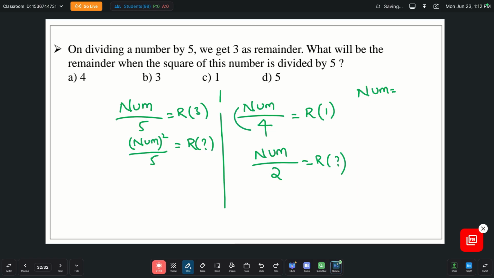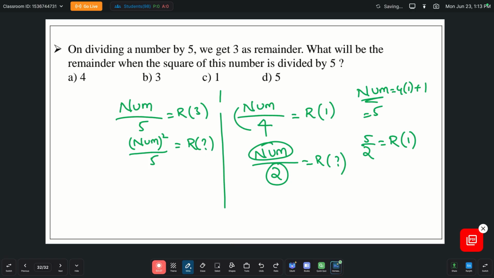A number divided by 4, how many times is it divided? We don't know, so I am taking only one time. That will be 4 ones of 4 plus remainder 1. Dividend equals divisor into quotient plus remainder. 4 ones of 4 plus 1 is equal to 5. The number will be equal to 5. And the number is divided by 2. 5 by 2, what is the remainder? 2 2s are 4, remainder will be equal to 1. In this way, we need to find out the general result.